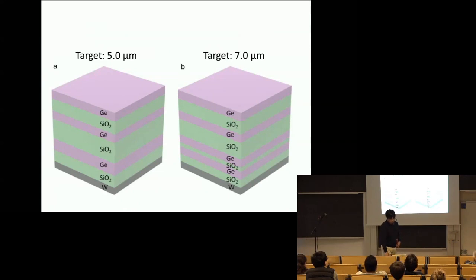And we tried 5.0 micrometer and 7.0 micrometer, and you can see slightly, or quite, different patterns, but you can also realize different wavelengths.